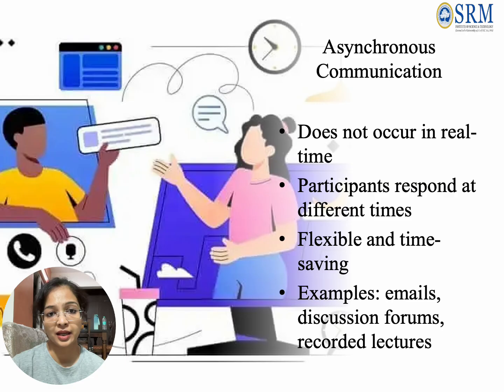Similarly, emails also do not require immediate replies. You can reply to an email whenever you feel like it. So asynchronous communication is useful when people are in different time zones.